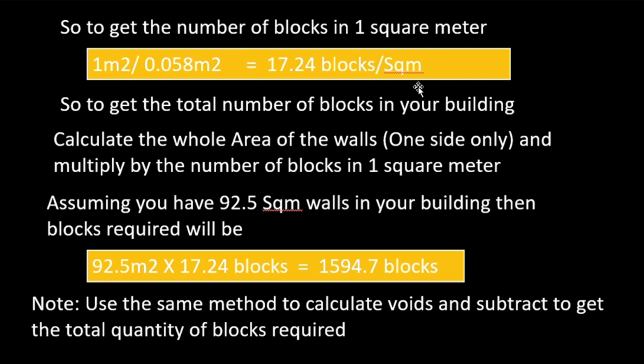Note, you will use the same method to calculate for voids and subtract to get the total quantity of blocks required for the building. So when you calculate for voids using this same method, and you now subtract from this 1595.7 blocks, you will get the exact quantity of blocks that is required for your building.